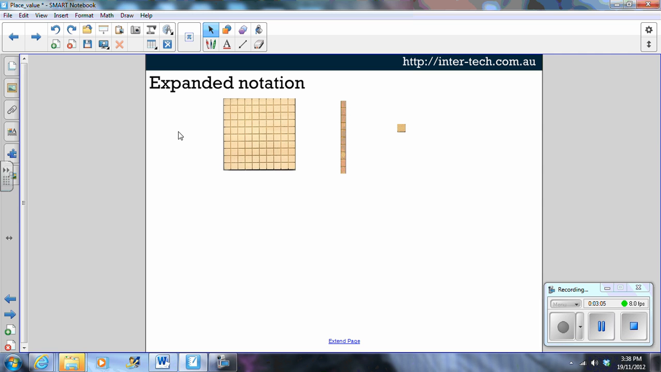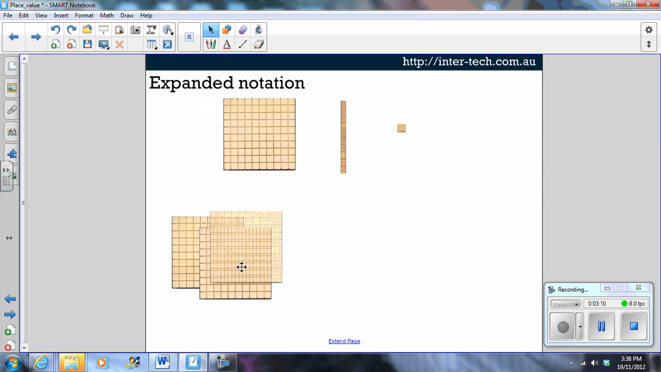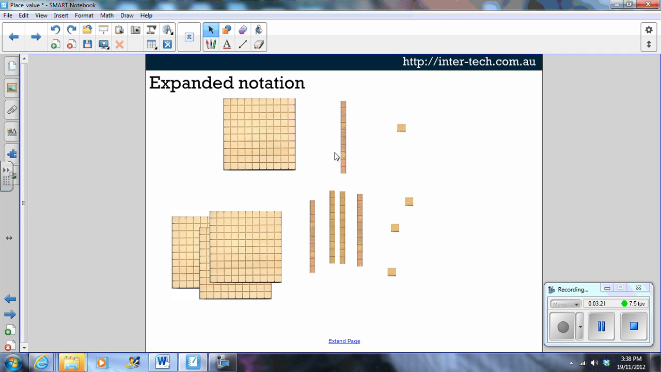We can also do expanded notation with MAB blocks. So if I drag down a number of MAB blocks, let's write this number in expanded notation. So how many hundreds? 1, 2, 3. I have 3 hundreds, and 1, 2, 3, 4 tens. And how many units? 1, 2, 3. So I have 343 in total.